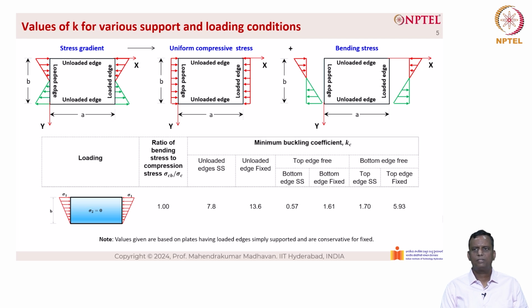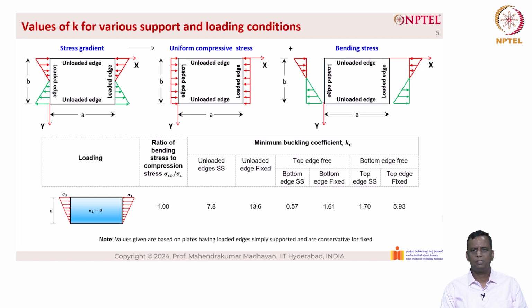And for the case of bottom edge free and the top edge is simply supported, it is 1.7, and when the bottom edge is free and the top edge is fixed, it is 5.93. Here we can see that when the values for top edge free and bottom edge free, the k values are very different. The reason being that the loading is not uniform, the loading is also different, and hence there is a change in the k value, which is not the same as in uniform compression.